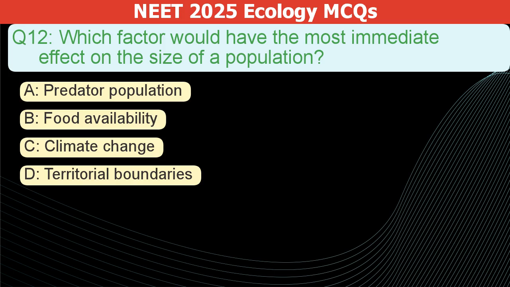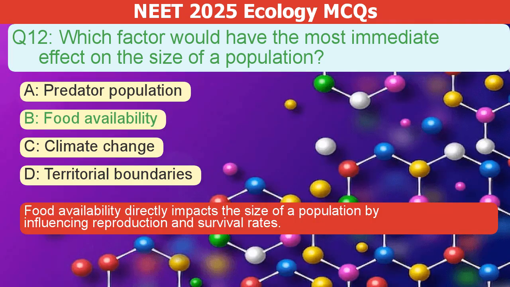Which factor would have the most immediate effect on the size of a population? A. Predator population. B. Food availability. C. Climate change. D. Territorial boundaries. The correct answer is B. Food availability directly impacts population size by influencing reproduction and survival rates.